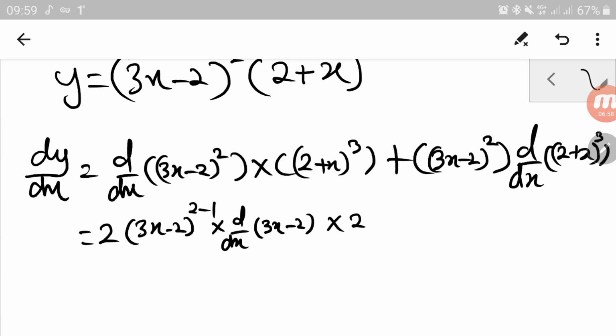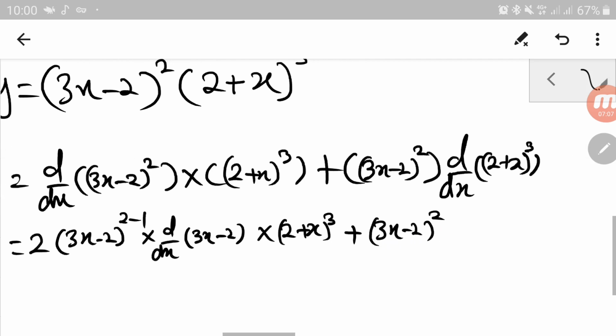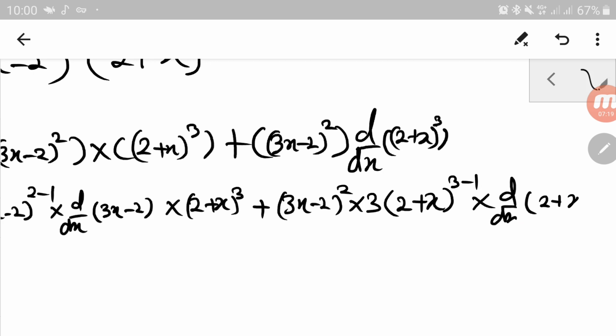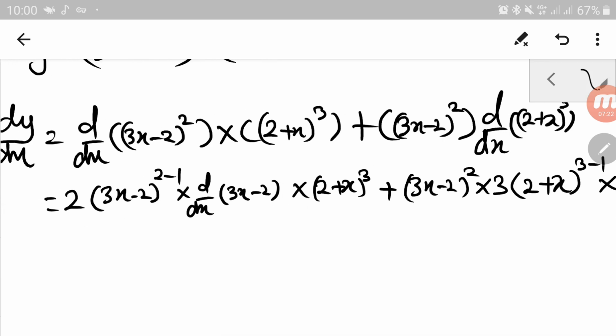Okay, and then multiply 2 plus x cubed plus (3x minus 2) squared. This one is more or less the same thing: we multiply by 3 and then copy and paste the bracket with the power less by 1, and then multiply with the differentiation of the content of the bracket. Okay, so for this one we solve them.